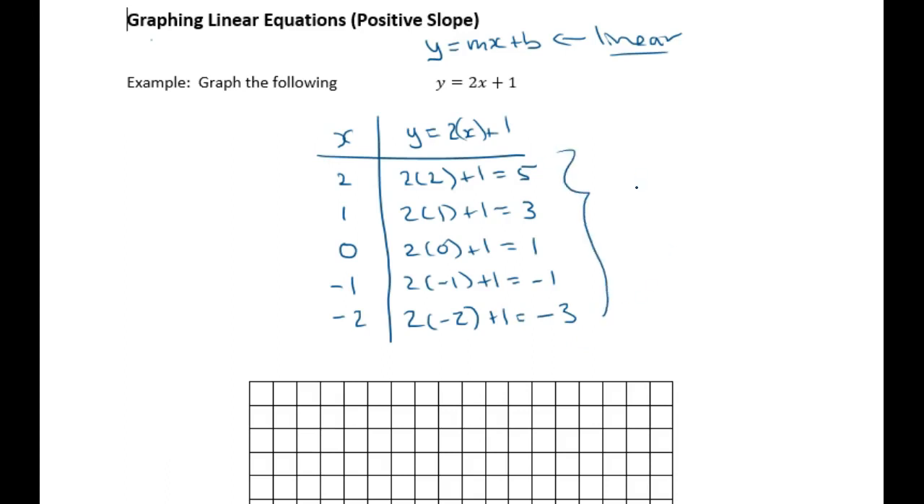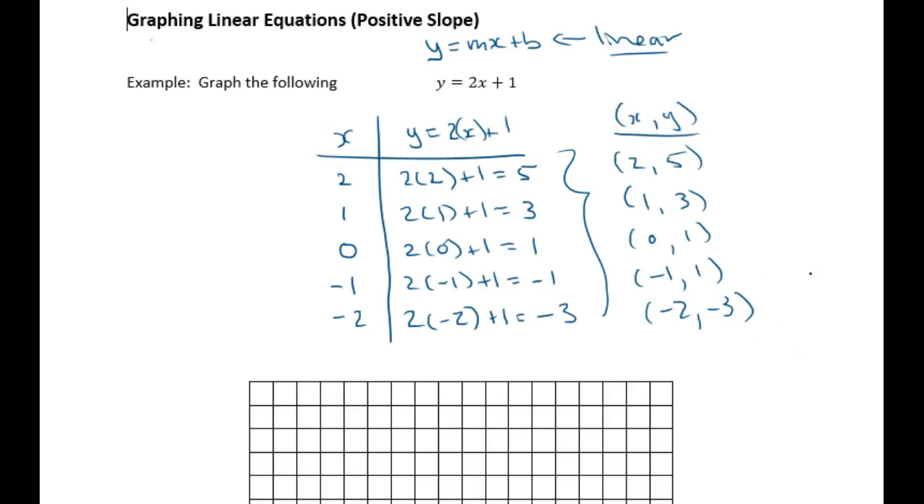So all of these create ordered pairs for us. So 2 and 5, 1 and 3, 0 and 1, negative 1 and negative 1, and then negative 2, negative 3. So these are all our x, y pairs. Remember, x comes first and then y, and we can take these values and graph them on our Cartesian plane.